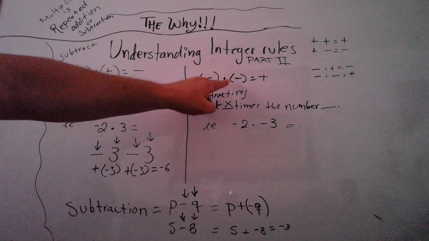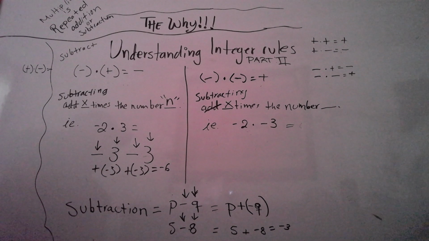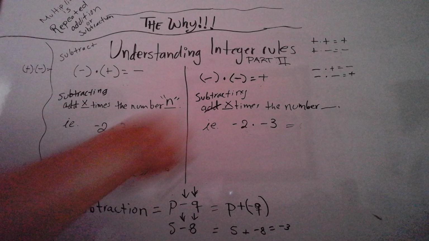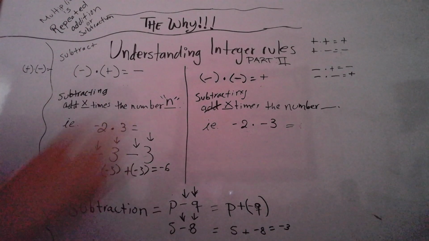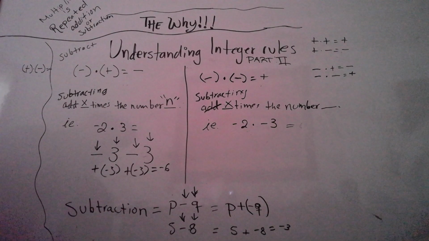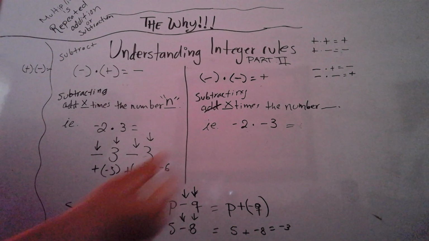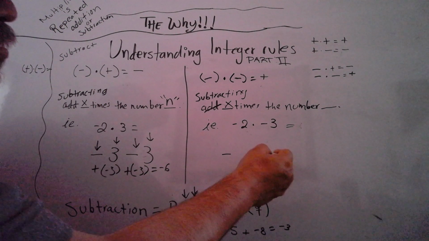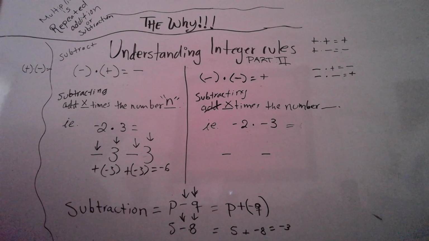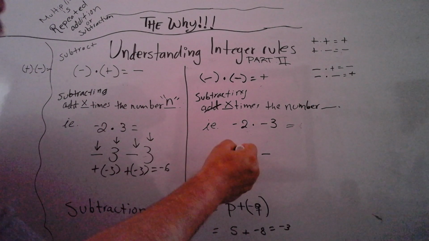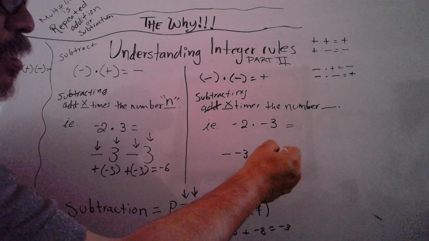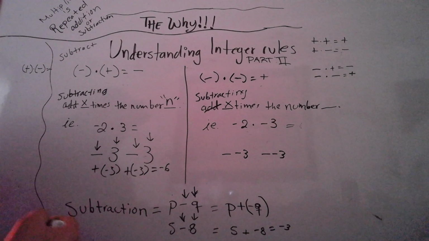A negative times a negative equals a positive. This is confusing for many students. So let's give it a try. A negative, remember it says to subtract multiple times. 2 times, 1, 2 times. I'm subtracting a negative 3. A negative 3 is being subtracted 2 times.